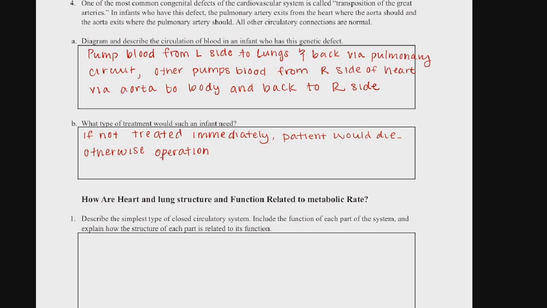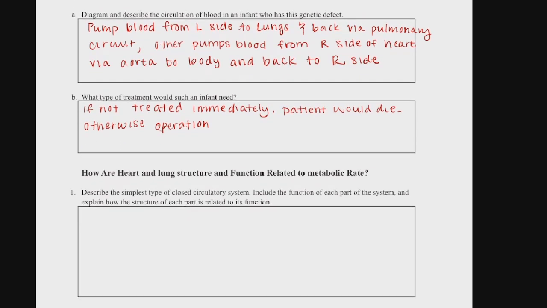Okay, so the next part is asking how are heart and lung structure and function related to metabolic rate? Question 1 asks, describe the simplest type of closed circulatory system. Include the function of each part of the system and explain how the structure of each part is related to its function.